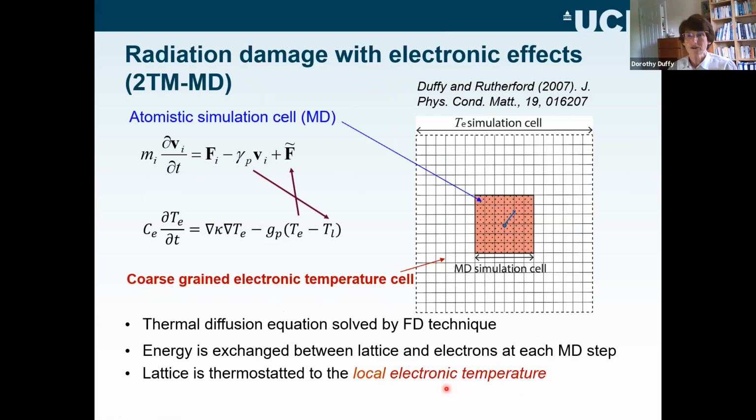And this is a schematic of how we actually do it. In the middle, we have our atomistic simulation with our atoms that we evolve with molecular dynamics. Superimposed with this is a grid of voxels, in which each of these voxels has a particular electronic temperature defined in each of these cells. We solve the thermal diffusion equation with a finite difference technique, and then energy is exchanged between the electrons and the lattice in these separate voxels by a Langevin type thermostat. So effectively what we're doing here is thermostating the lattice in each cell with a Langevin thermostat, and the temperature of the Langevin thermostat is the local electronic temperature. That, in a nutshell, is the two-temperature electrodynamics model that we use to include electronic effects in these radiation damage simulations.